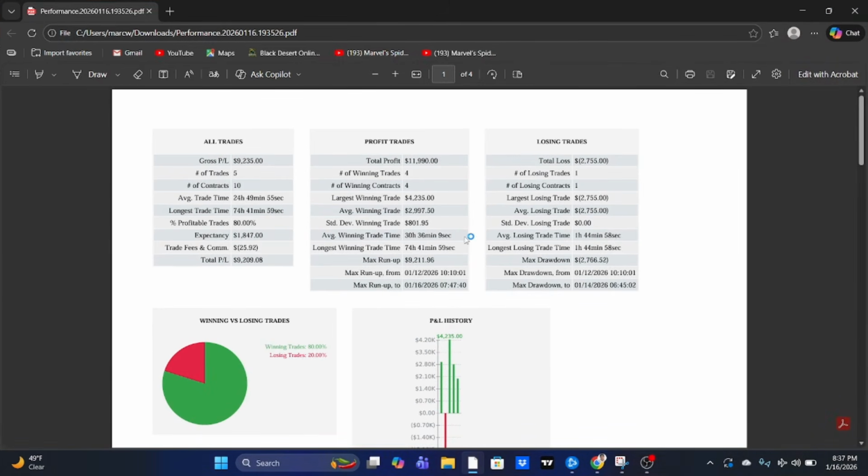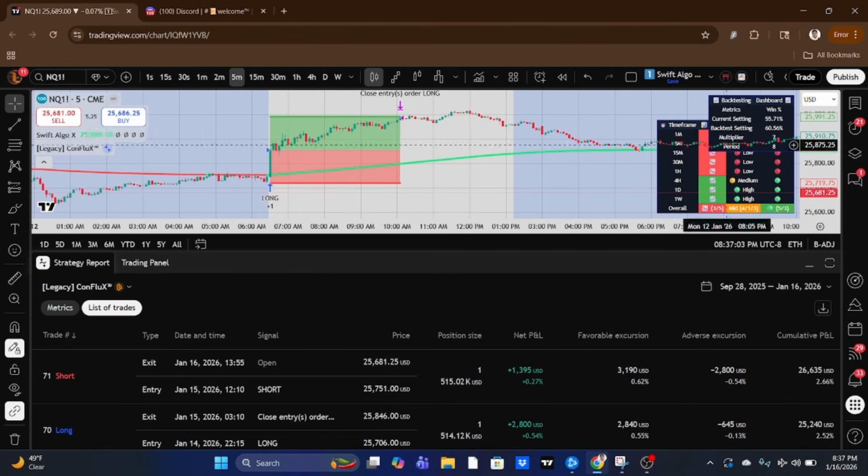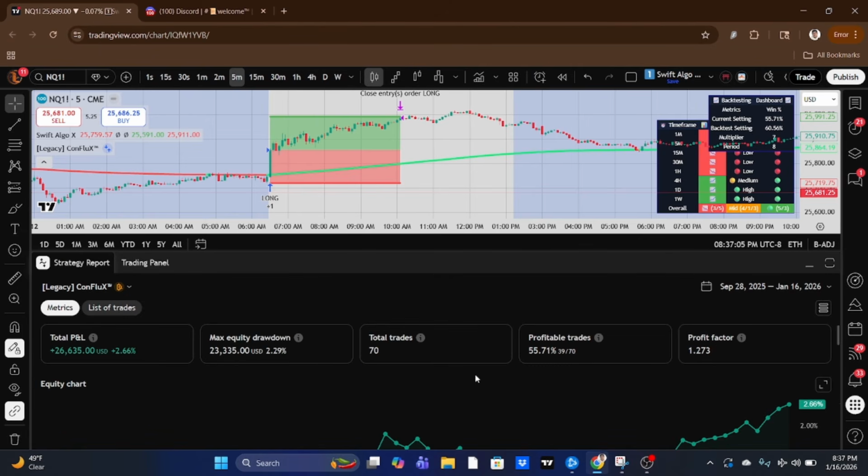So I'm on Tradovate, personal cash account. So yeah, but you can experiment with it.